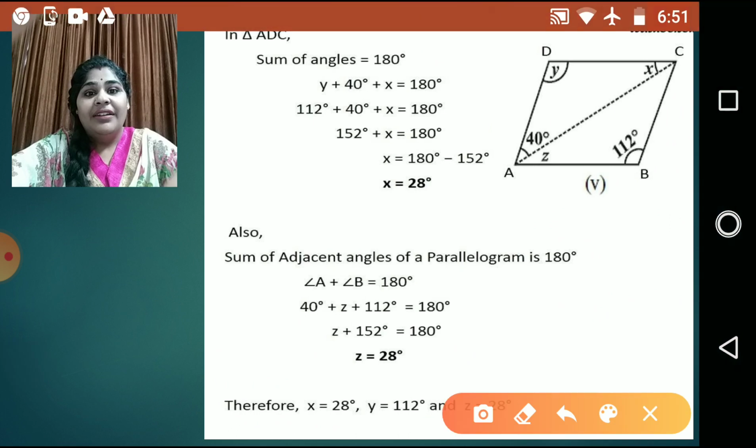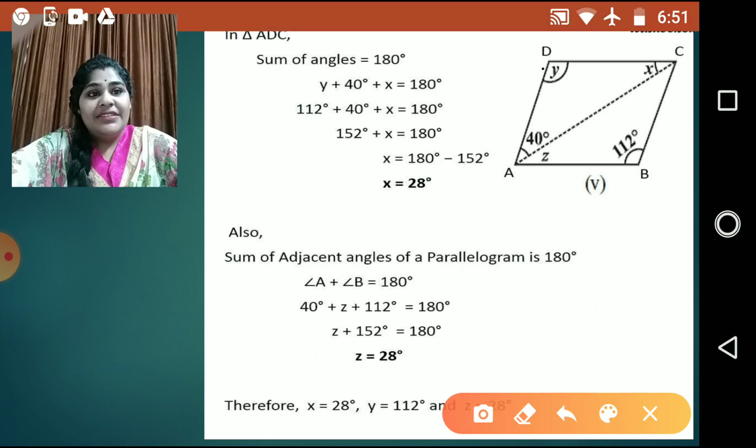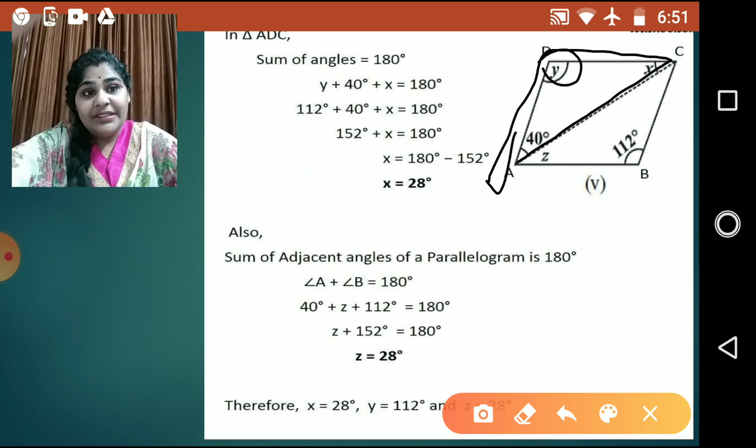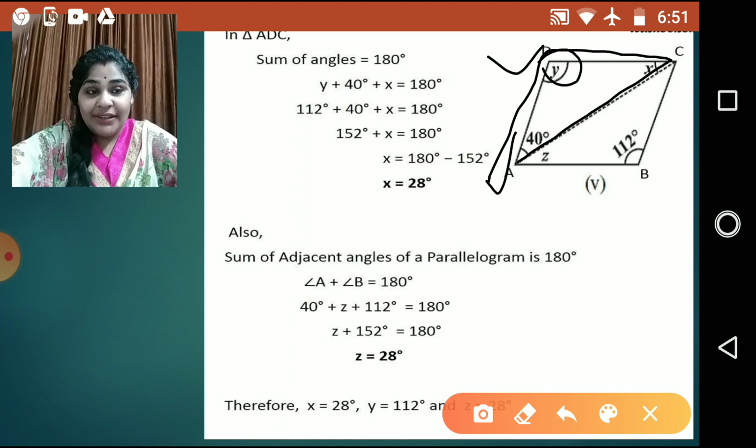Now this is also 112 degree. We have just now found it. Now if you see here, children, ACD is a triangle, right? And in that triangle we have this angle 40 degree, we have Y angle 112 degree, and only X is unknown, right? That is X is unknown.